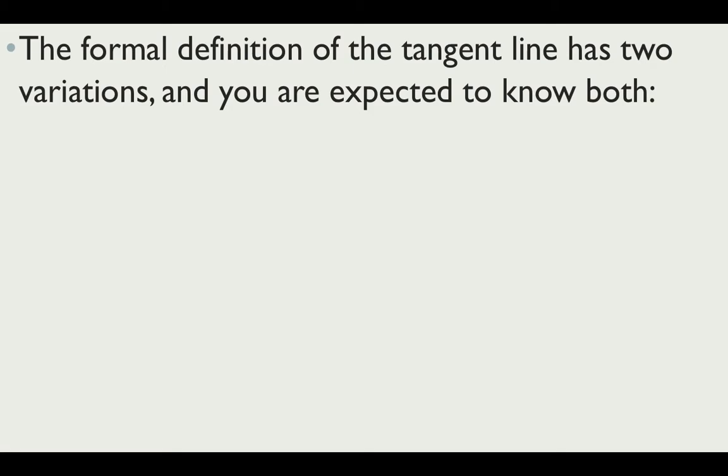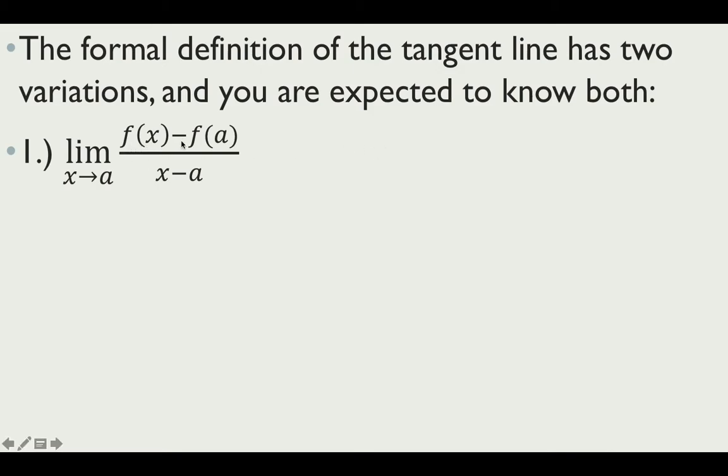Let's go ahead and do some examples. Well, the formal definition of the tangent line, by the way, has 2 variations. You are expected to know both. But for now, we've been working on this one right here. The limit as x approaches a of f of x minus f of a all over x minus a. So the f of x parts and the x parts are basically the arbitrary part. This a part is basically the point that we chose. In our case, we chose 1 comma 1.